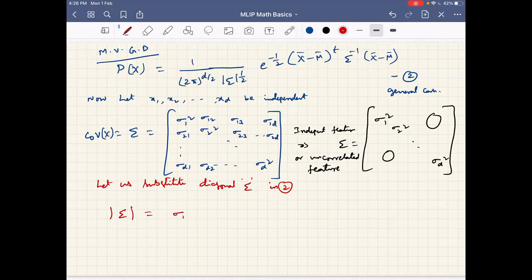The determinant of a diagonal matrix is simply sigma 1 square, sigma 2 square, and then sigma d square. So this implies that the determinant power half is simply sigma 1, sigma 2 and so on, sigma d, which is equal to the product over i equal to 1 to d of sigma i. Please note that, which we had seen in the denominator of expression 1.